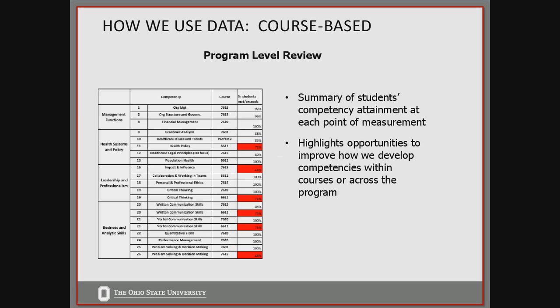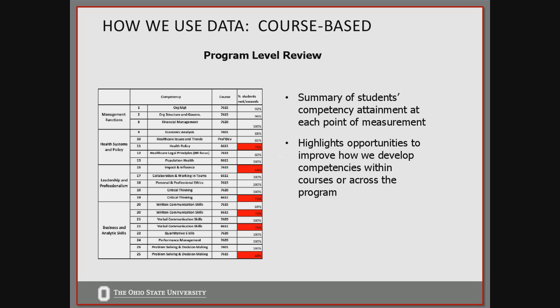What you can see here is a program level review. On the far left are the domains of our competencies, and then in the middle is a listing of the competencies. It shows, for this one semester, which courses they're assessed in, and then for a particular measure in the course, what percentage of the students met the competency at the expected level. Sometimes during a semester, a competency will be measured in two places.